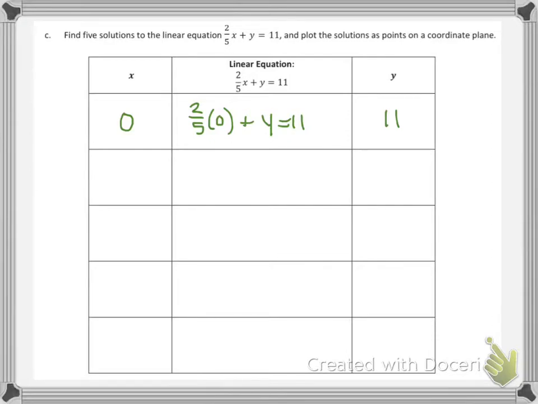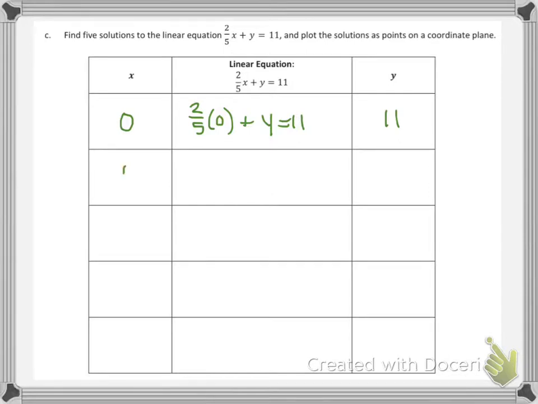If I put a 1 in, like we have been, I'm going to get 2/5 plus y equals 11. Then I have to subtract 2/5 from both sides, and that doesn't sound fun. Getting the same denominators. Can we avoid that? Well, yeah. If I can make my 2 into a multiple of 5, then we're golden.